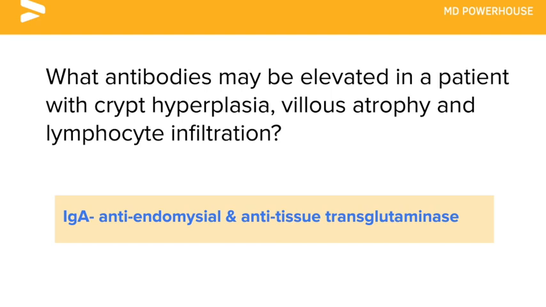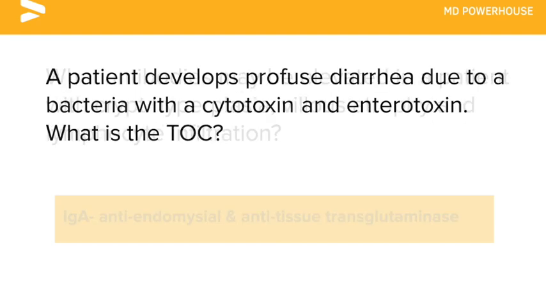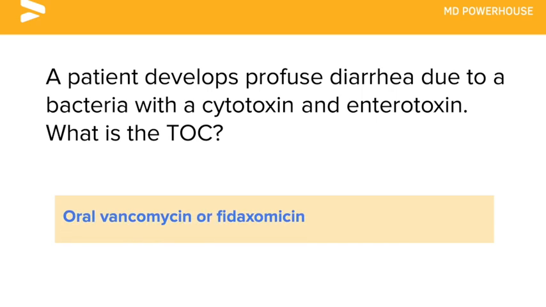A patient develops profuse diarrhea due to a bacteria with a cytotoxin and enterotoxin. What is the treatment of choice? Oral vancomycin. So the toxins described here are toxin A, which is an enterotoxin, and toxin B, which is a cytotoxin. These toxins are produced by Clostridium difficile.